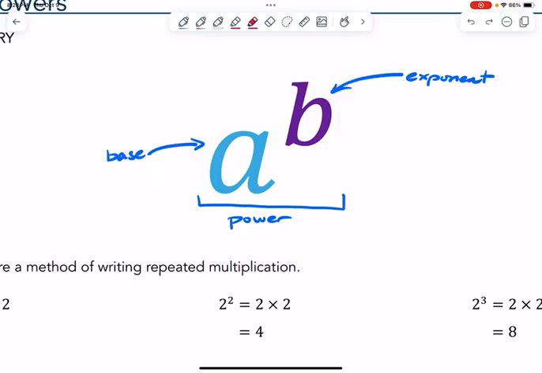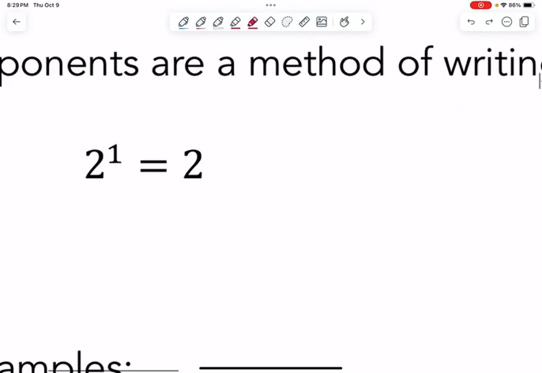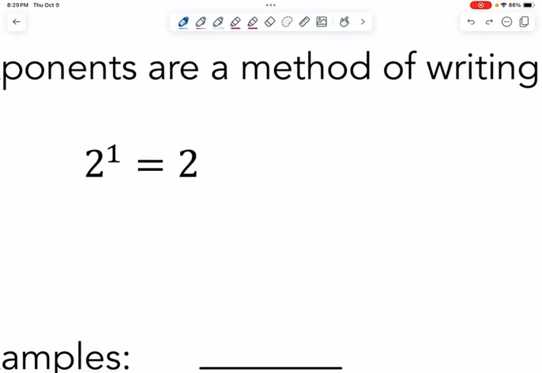Now, just as multiplication is a shorthand way of writing repeated addition, powers give us a shorthand way of writing repeated multiplication. The exponent tells us how many times the base is a factor in whatever number we're working with. So 2 to the 1, for example, is just equal to 2. 2 is in there one time.